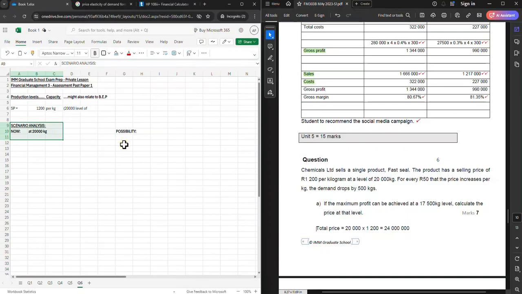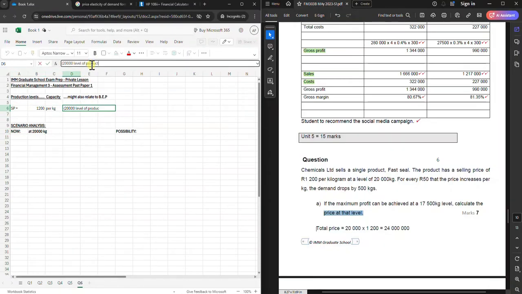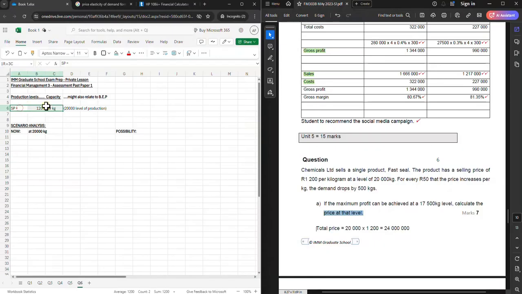So you read the scenario, you understood the scenario, now we need to do working. They said if the maximum profit can be achieved at that level, calculate the price at that level. Currently there is a current price that we have, 1,200. Now we need to consider what is going to happen if it changes. This is what we don't know. And that's going to be at 17,500.